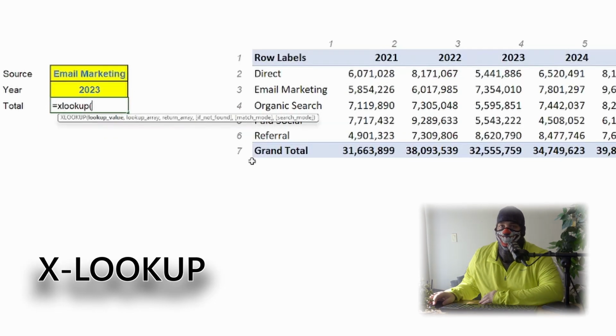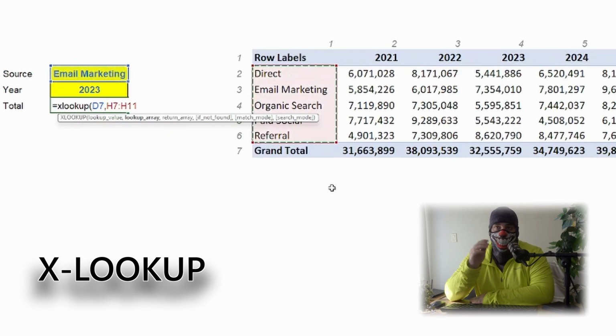If we want to replicate the same thing with XLOOKUP, we'll type it in quick. XLOOKUP, very similar starting point. Say, look up email marketing. And here, this is where it gets a little bit different. Say, where do we want to find the lookup? Give me all the labels we have here.